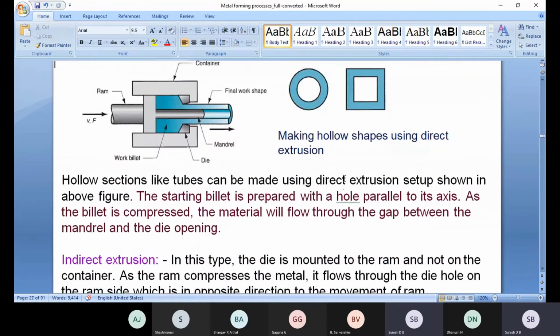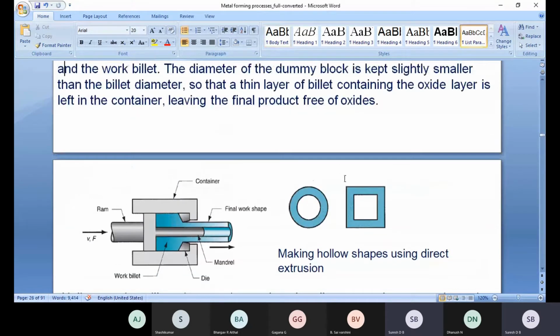These things were explained last class. Now, how to manufacture hollow tubes by using the direct extrusion process. See here, in direct extrusion the material moves in the loading direction only. Here the load or force acts towards the right, and the compressed or deformed material moves towards the right only.